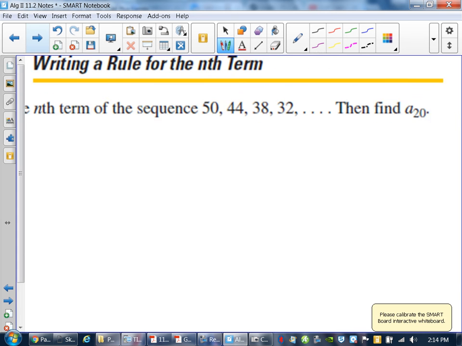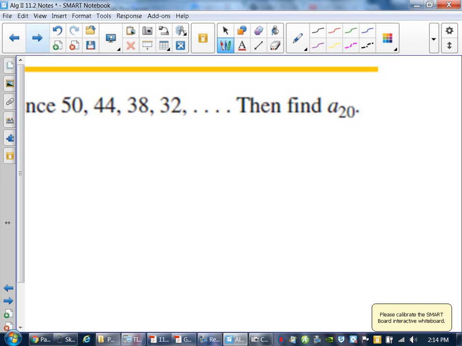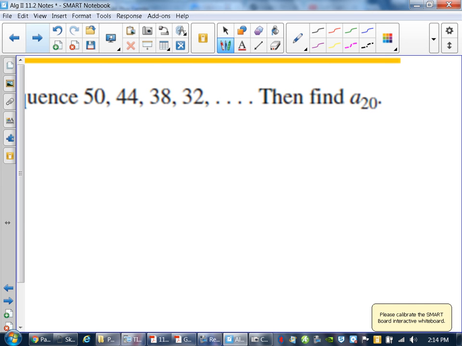All right, let's try another one. Let's write the rule and then find the 20th term. So what we're doing here is we're going to write out the rule for the nth term. That's just, it's arithmetic sub n. Yeah, A is really weird, I know. N is also really weird, because, you know, it's the nth term, the number in the sequence.